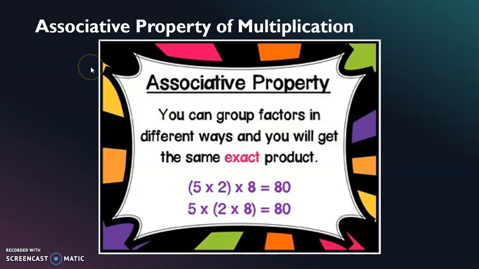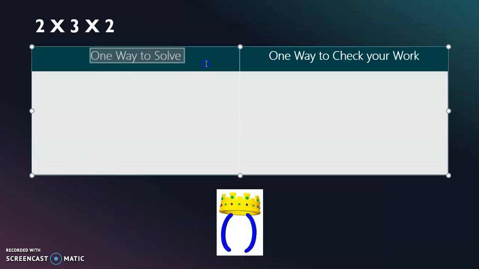So the associative property of multiplication does the same thing. It's where you can group the factors in different ways, and you'll get the same exact product. So grouping 2 of the 3 factors, and then multiplying the other factor. And we'll show you that in a minute. I know that can kind of sound weird when I say it out loud. To do that, we're going to do one way to solve it, and one way to check our work.